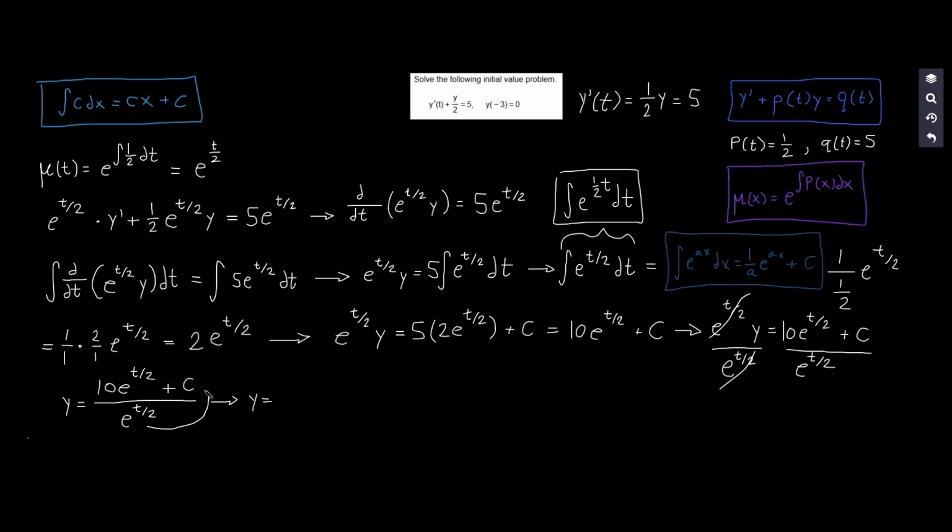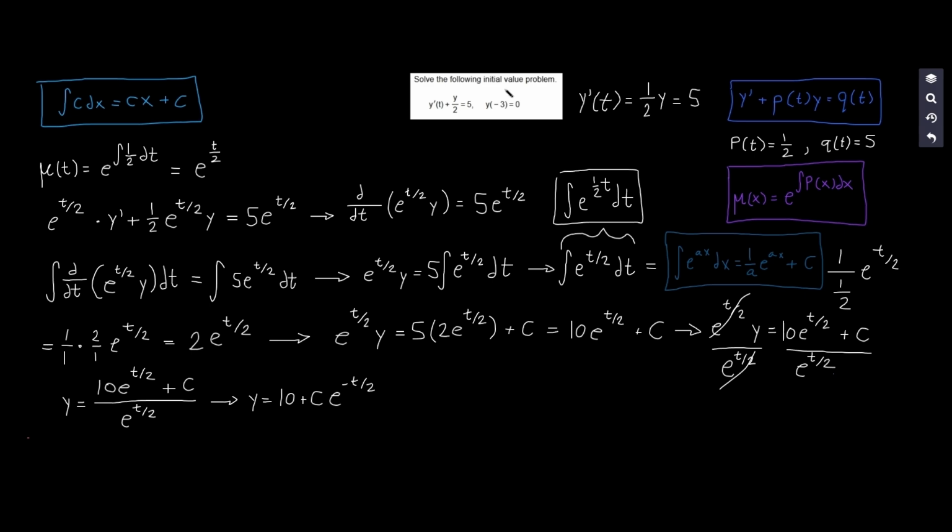I can bring this upstairs and it's going to become negative. So that just gets rid of it entirely over here. But then it gets multiplied to the arbitrary constant in such a way that the exponent is negative. So then we have y equals 10 plus the arbitrary constant times Euler's number raised to the power of negative t over 2. But there's still more work to do, right?